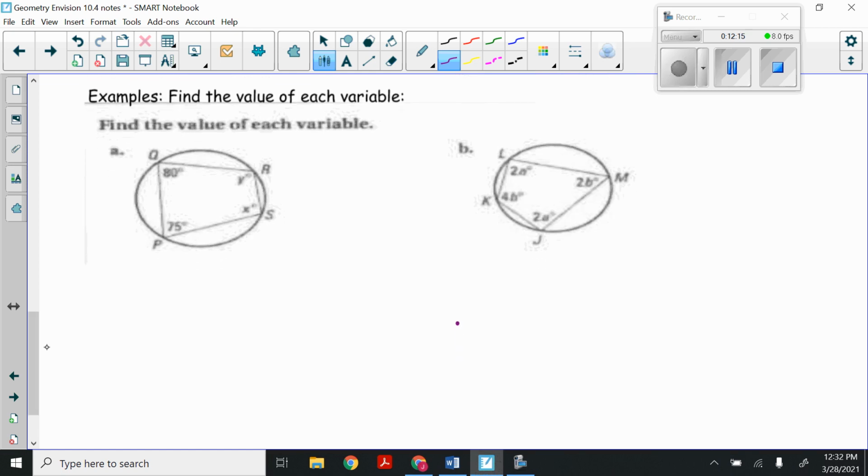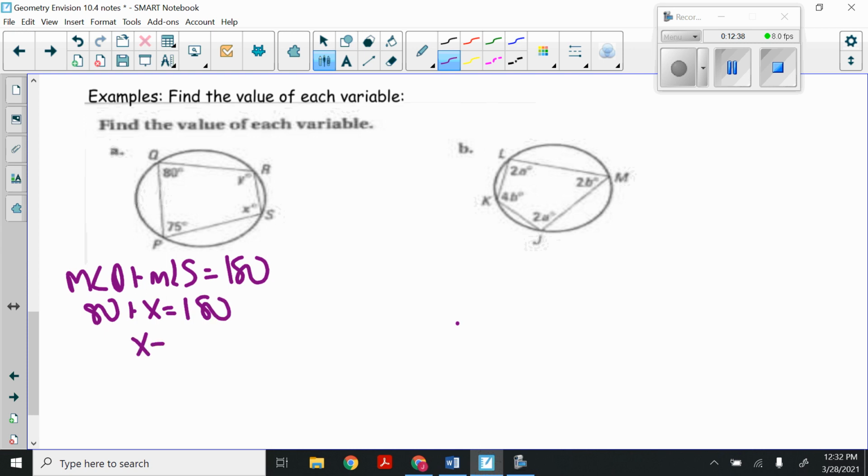Find the value of each variable. So A, I have quadrilateral QRSP inscribed inside of a circle. So I know that my opposite angles, the measure of angle Q plus the measure of angle S, have to equal 180. So 80 plus X equals 180. Therefore, X is equal to 100 degrees.